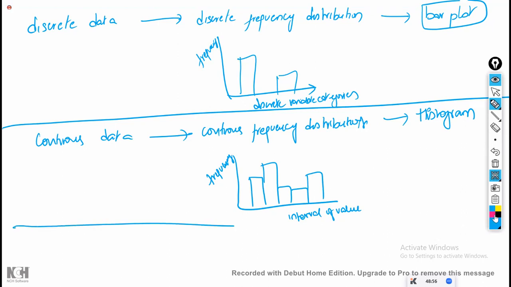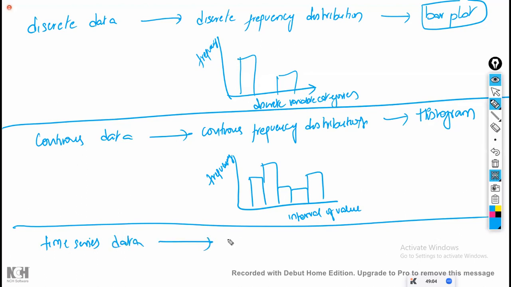Now, next one is for time series data. For time series data, we are going to use the time series plot, which is also called a line plot, where we have the time variable on the x-axis and the value on the y-axis.